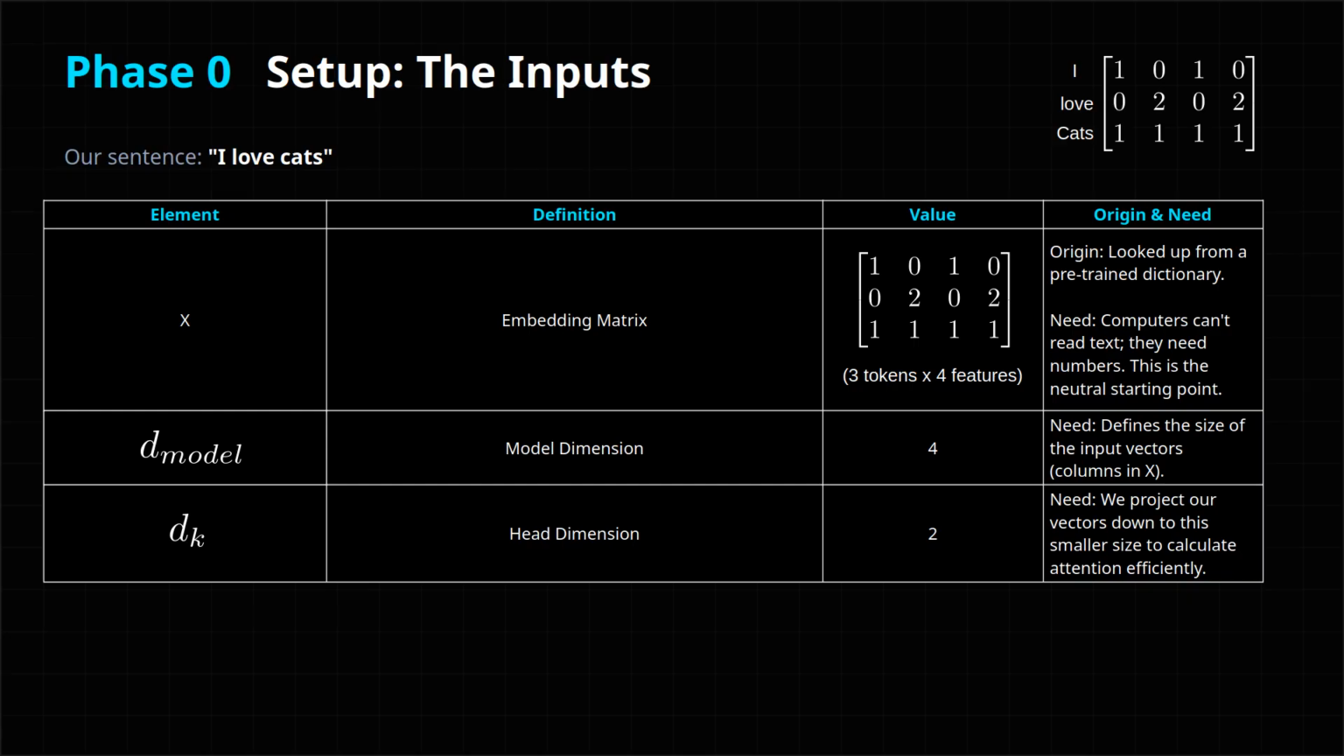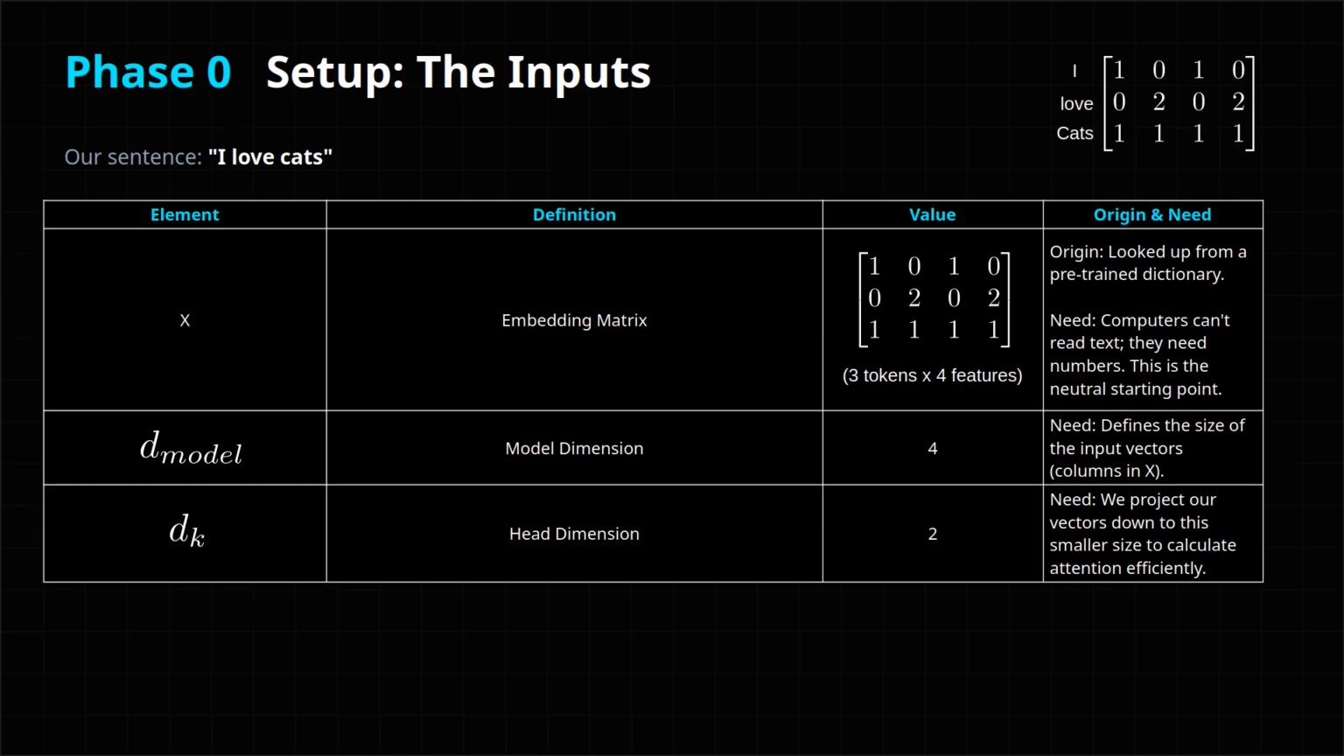For the rest of the walkthrough, we will use a tiny sentence: "I love cats." The model does not see words, it only sees numbers. So first, each word is looked up in a big dictionary of vectors and turned into a row of numbers. In our toy example, each word is represented by only 4 numbers. So our embedding table has 3 rows, 1 for each word, and 4 columns, 1 for each feature. That means X is just 3 by 4.